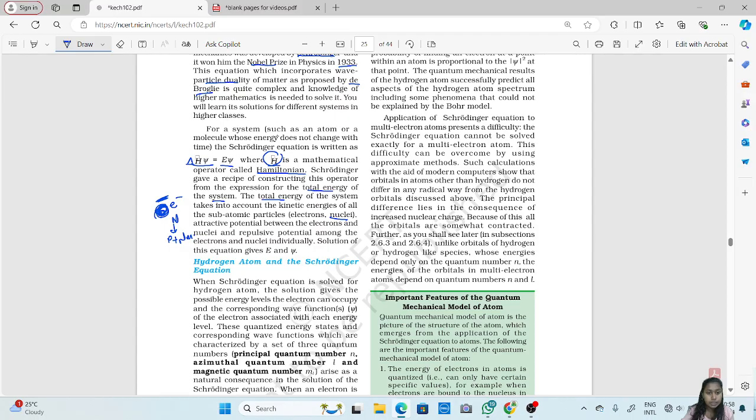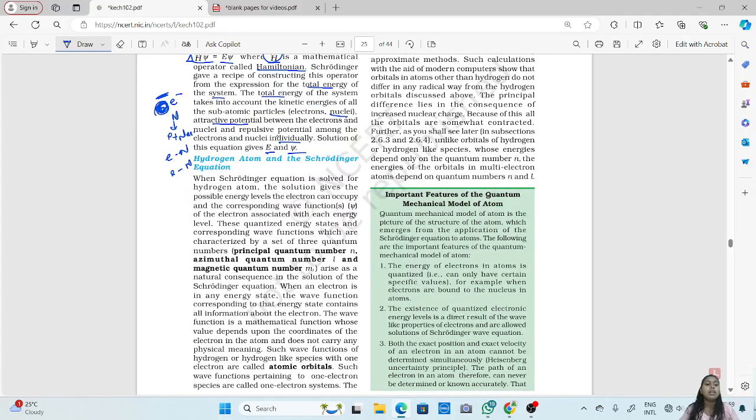Then the attractive potential between the electrons and nuclei, and the repulsive potential among the electrons and among the nuclei individually. What he calculated is the attractive force between the nuclei and the electron, and the repulsive potential among the electrons and among the nuclei, and he did it individually. The solution of this equation gives E and ψ. Now this symbol is for psi.